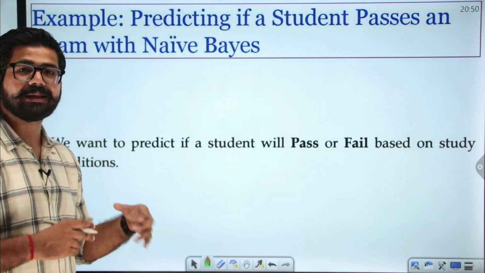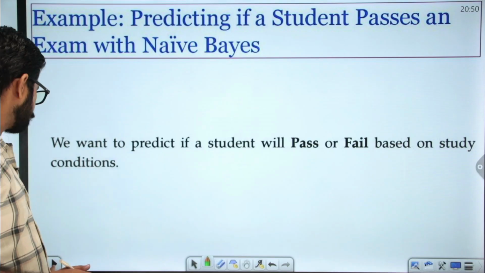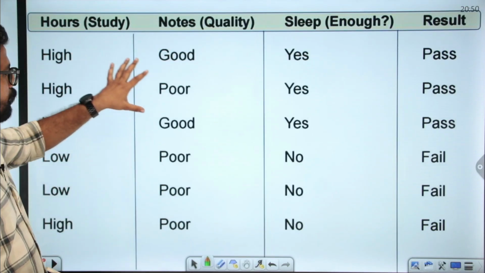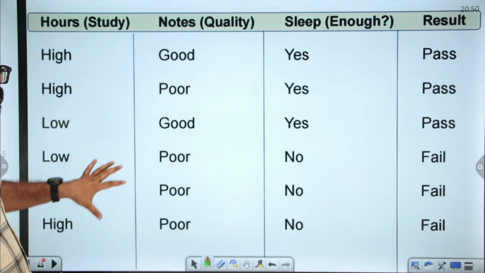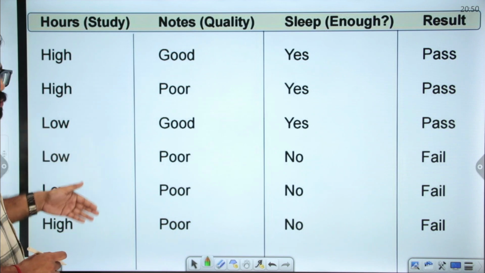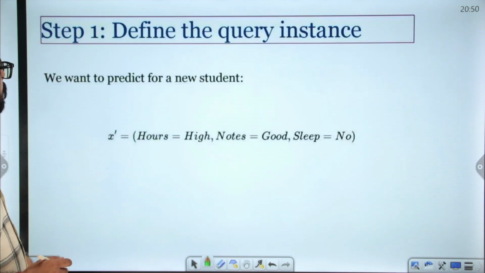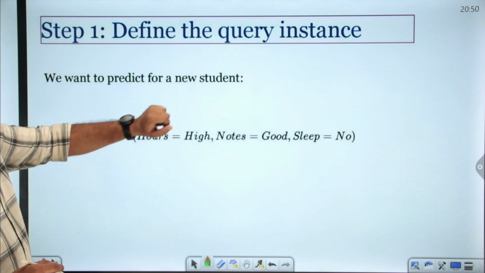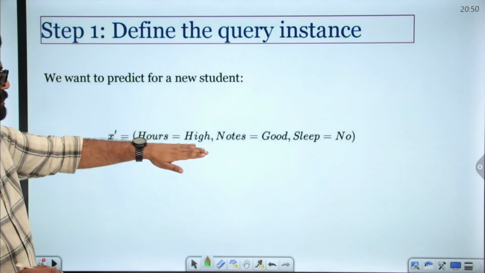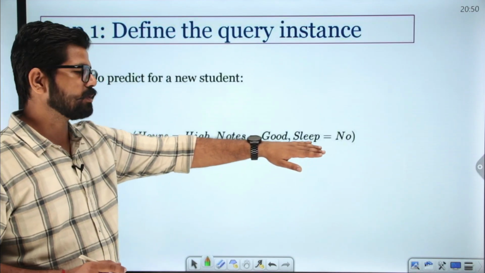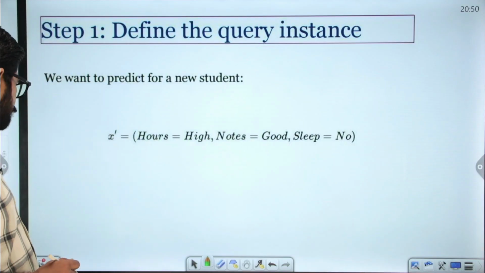Same problem I have taken, but here some things have changed. So the same data set with a bit of changes may be there, but otherwise almost approximately the same data set we have used. You can take a screenshot of that. Now you want to predict for a new student: hours are high, notes is good, and sleep, there will be no sleep.